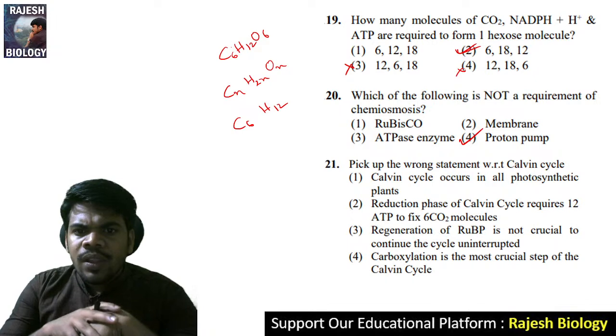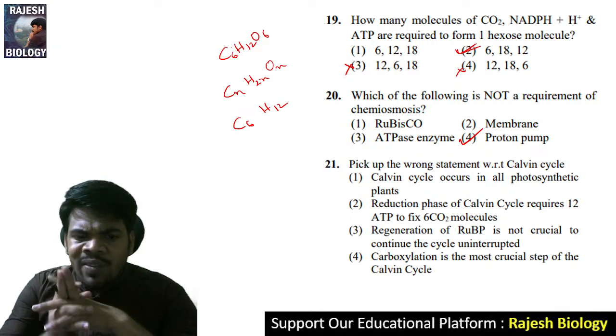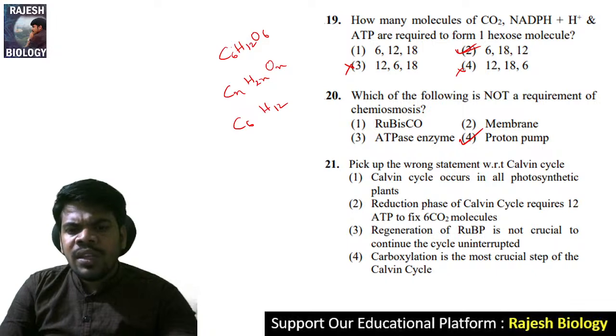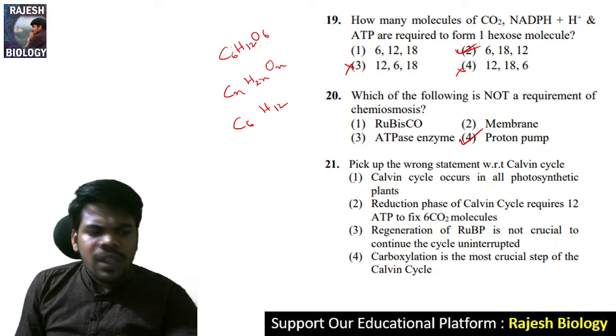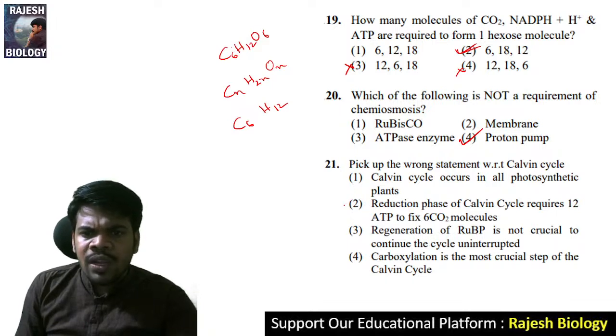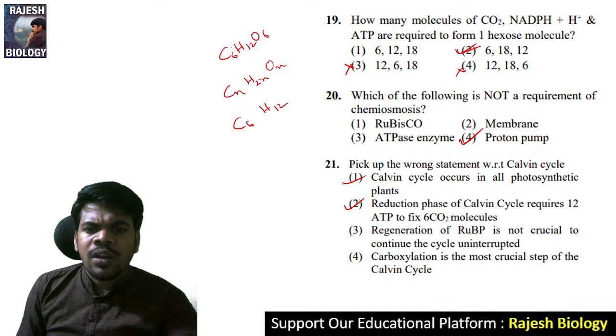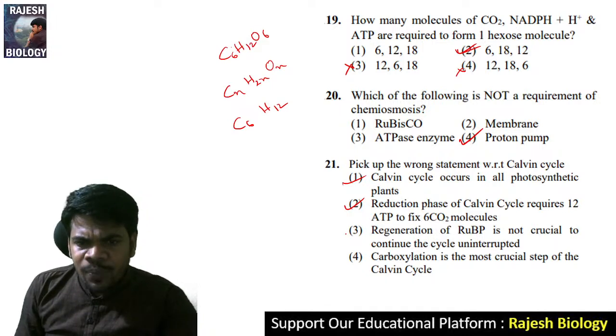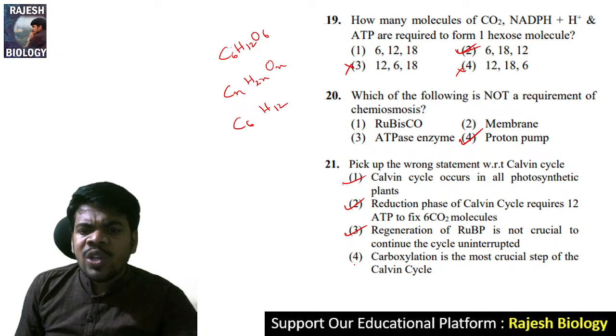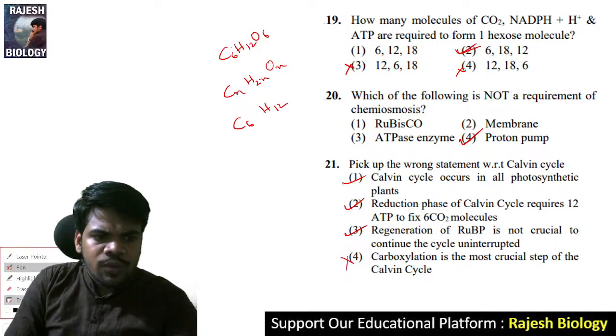21st question. Pick up the wrong statement with regard to the Calvin cycle. Calvin cycle, I think you already prepared previously. Which are the wrong statements? The reduction phase of the Calvin cycle requires 12 ATP to fix 6 CO2 molecules. Correct only it is. Calvin cycle occurs in all photosynthetic plants. Correct. Regeneration of RuBP is not crucial to continue the cycle uninterrupted. This is also correct. Carboxylation is the most crucial step of the Calvin cycle. This is wrong according to the key. So the right answer is option 4 they give.